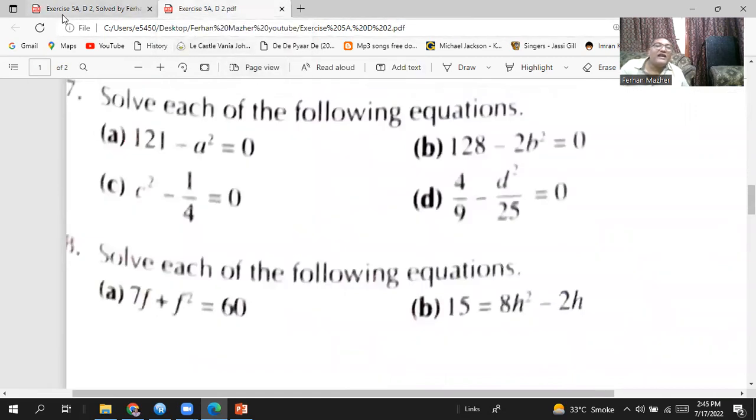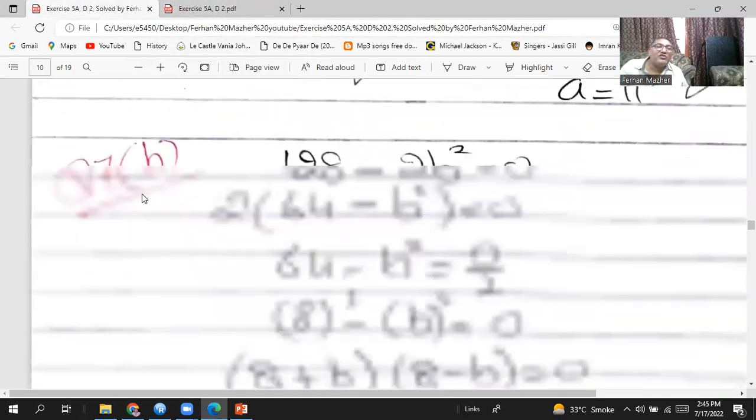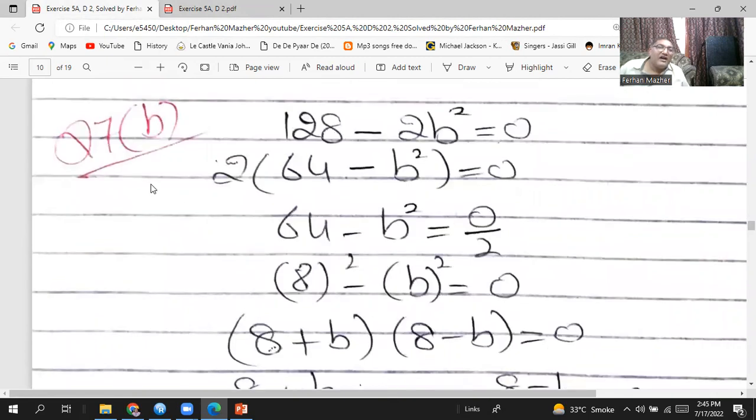Then we have 128 minus 2b square. First of all, I will take 2 common and the bracket will be left with 64 minus b square, bracket close, equal to 0. That 2 will go to the other side, divide with the 0 and it will become 0. 64 minus b square equal to 0. So 64 is a square, b square is b square. So you have two perfect squares and a negative between them.